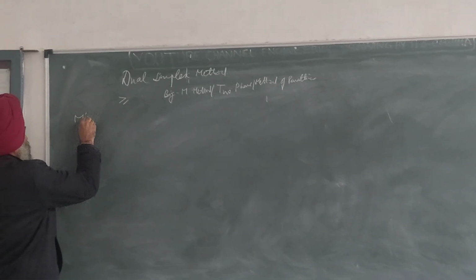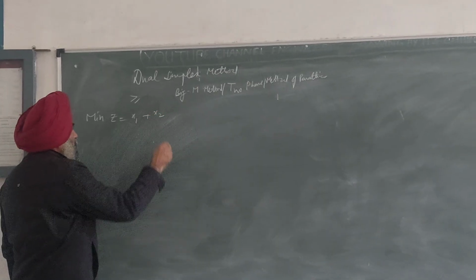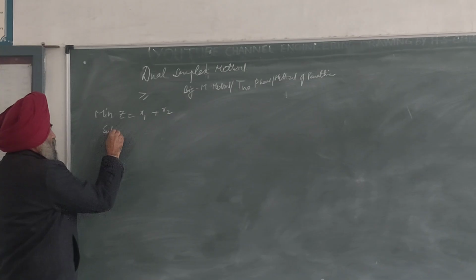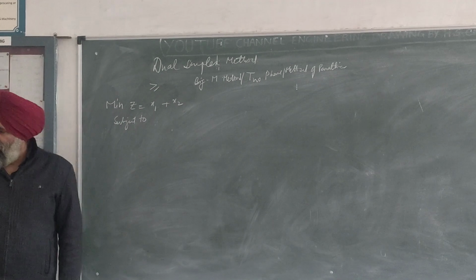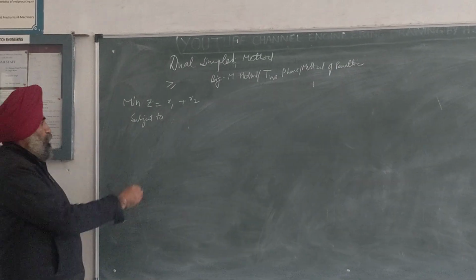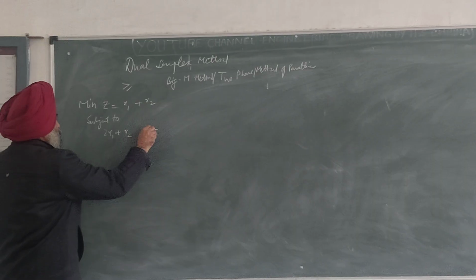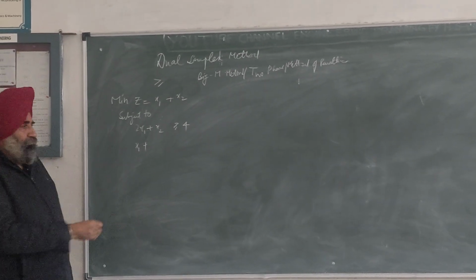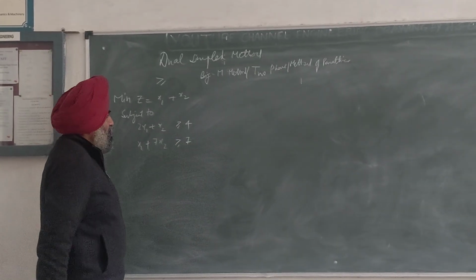The problem was of minimization type. Minimum z is equal to x1 plus x2. If you recall, we are working on this problem. So far we have applied all the methods. So today we will solve the same problem with the dual simplex method. So what is there? 2x1 plus x2 greater than or equal to 4, x1 plus 7x2 greater than or equal to 7.